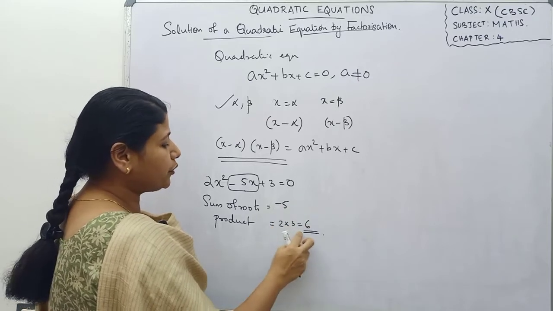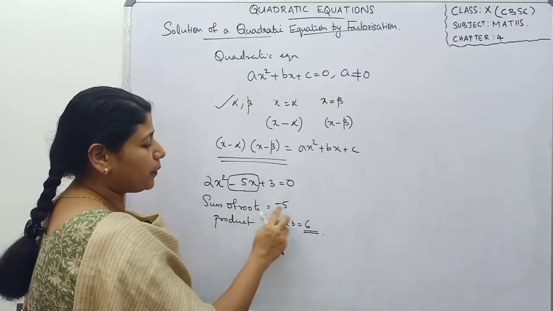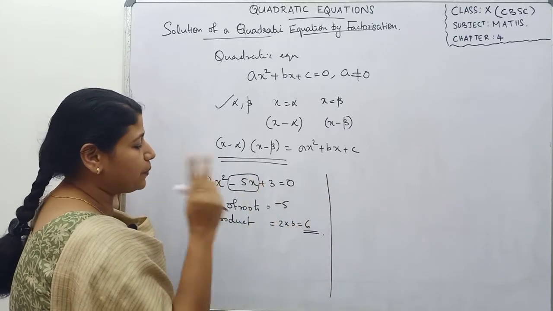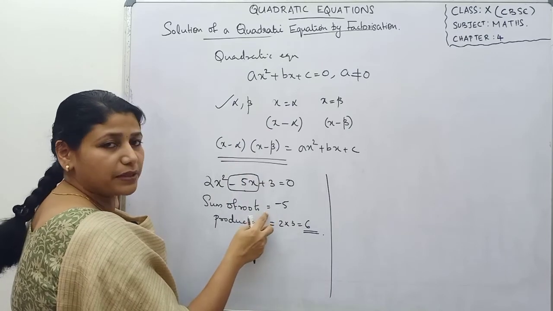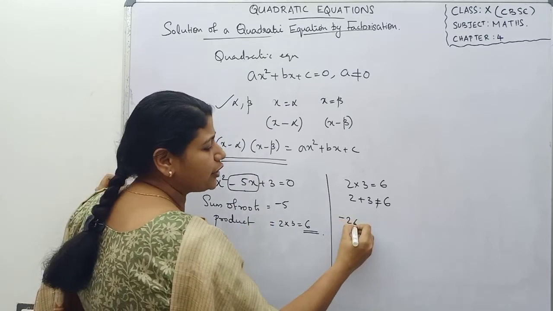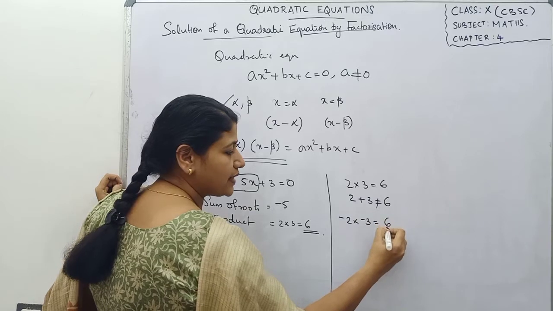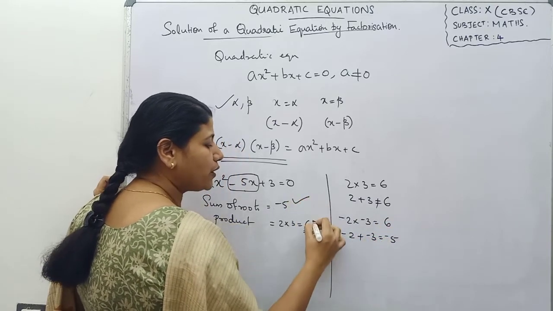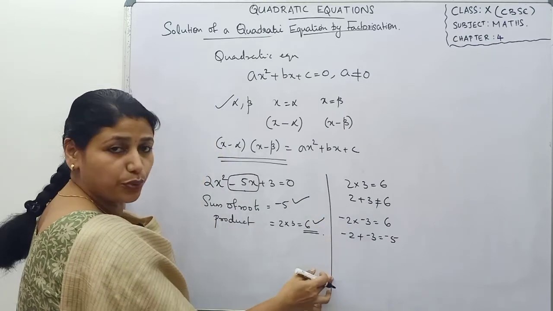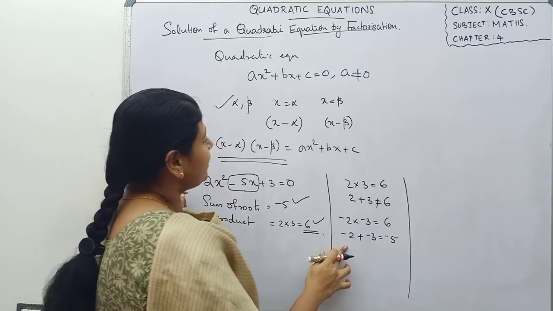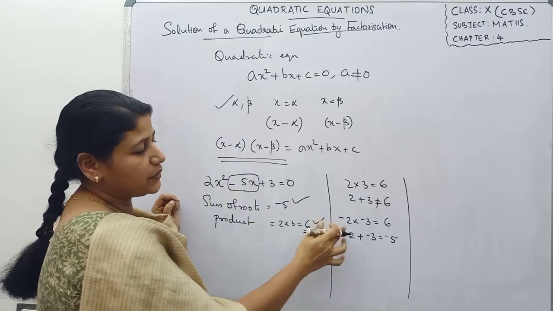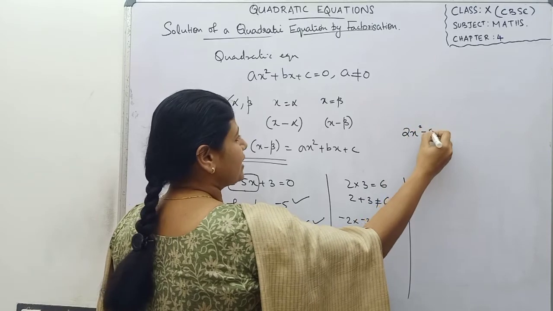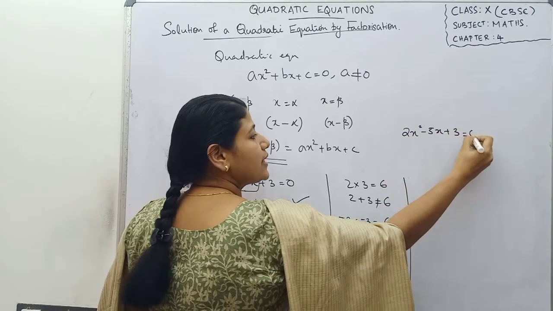If you are taking 2 into 3 is 6 and the sum of the roots is negative 5. You have to find two numbers, their product must be 6 and their sum must be negative 5. Negative 2 into negative 3 is positive 6 and negative 2 plus negative 3 is negative 5. So both the conditions are satisfied by these two terms. So we can write, instead of this negative 5, we can substitute this negative 2 and negative 3. So 2x square minus 5x plus 3 equal to 0 is our equation.